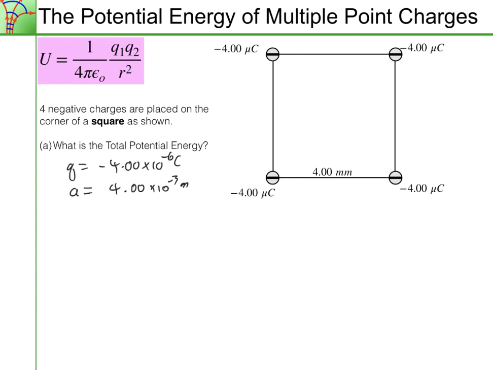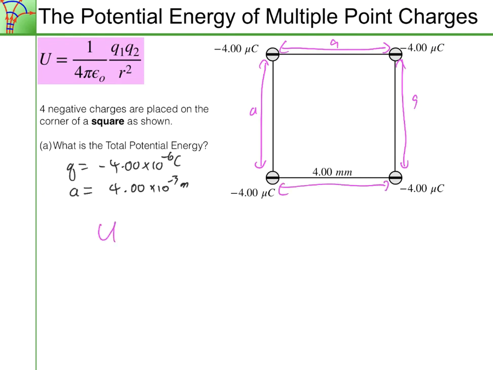Well, to do that, we need to calculate the energy stored in each possible pair. So there are multiple pairs here. Because there's 4 of them, we have to look at every possible combination. So there's going to be a pair here, separated by distance a. There's going to be an identical pair here, an identical pair here, and this pair here. So let's do those 4 first.